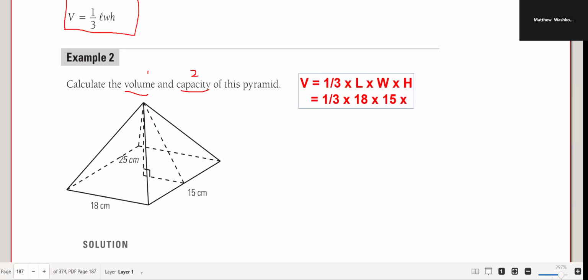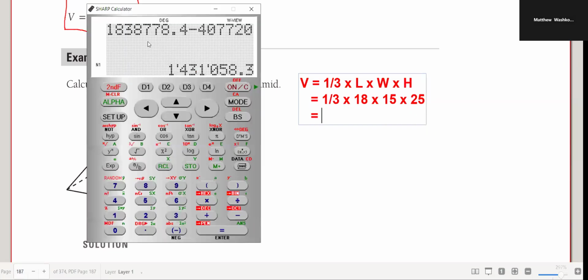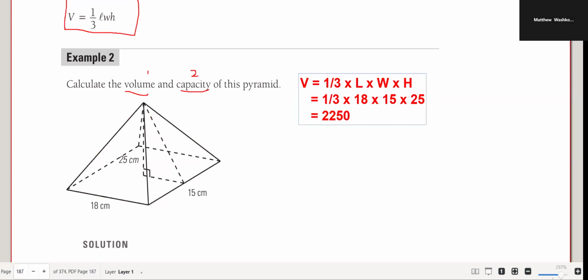What's the height? Now I want to pay really close attention. The height is the true height from the base of the pyramid to the very tip of it. It is not the slant height. That's to find the surface area of a pyramid. I'm trying to find the volume of a pyramid. Very different things. So I'm going to use the true height here of 25 centimeters. Multiply it all together: 1/3 times 18 times 15 times 25. 2,250. What's the units? Centimeters. And because it's volume, it's cubed.